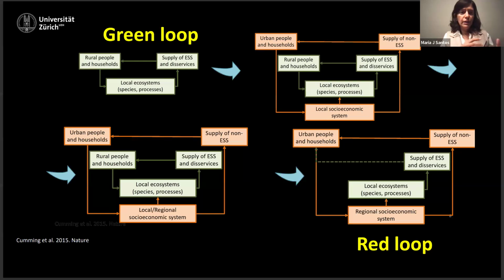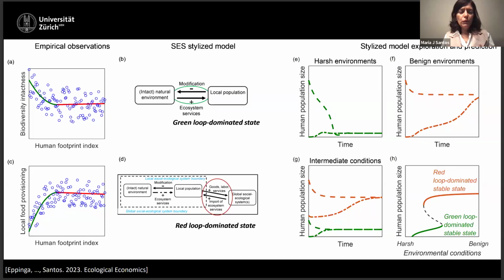Next, please. In theory, when we think about coupled human natural systems evolution, this conceptual diagram identifies that as we change over time, we can maybe modify our social ecological dynamic from a green loop that is based on local ecosystems with rural people and households, for which the supply of ecosystem services is sufficient to maintain this dynamic, all the way to what we call the red loop, as we see urbanizing systems that still depend on nature, but mostly from elsewhere.